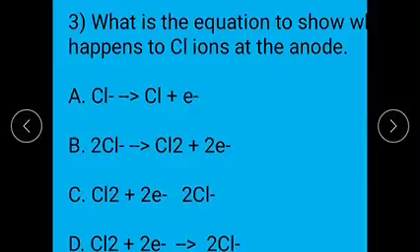What is the equation that shows what happens to the Cl minus ions at the anode? Cl minus ions combine and form chlorine gas with the liberation of 2 electrons. The right answer is B.